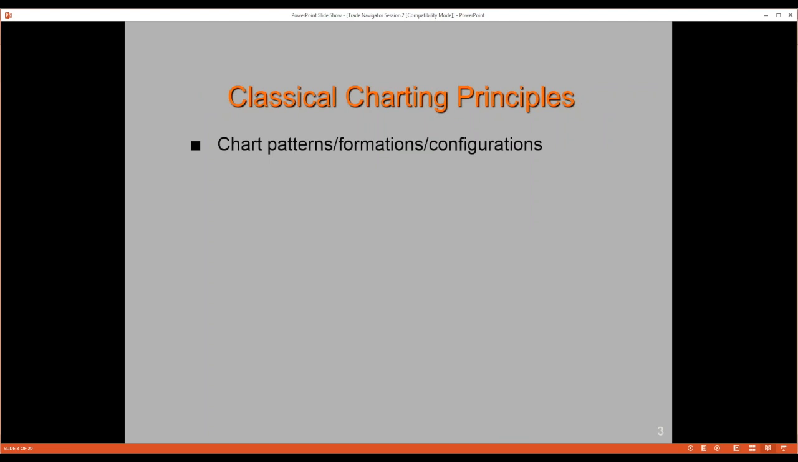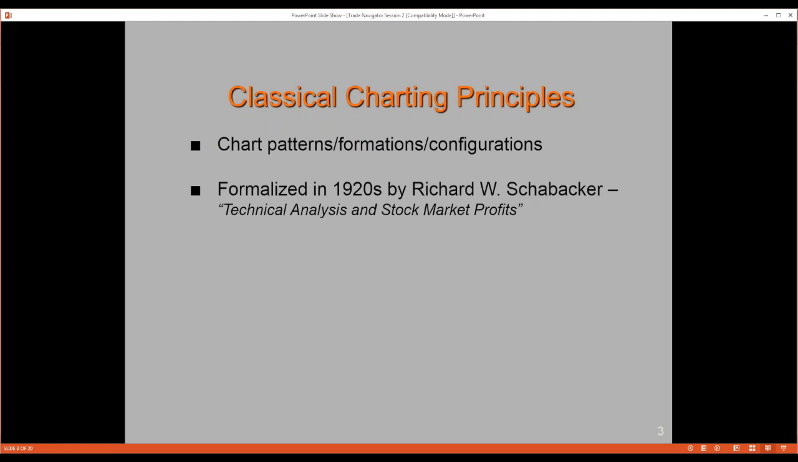What are classical charting principles? Well, they're really the chart patterns that we all hear about: the head and shoulders, the double bottoms, the triangles, and so forth. Those are the things we're really looking at: patterns, formations, configurations. I use all 3 terms interchangeably when I write about the markets. They all mean the same thing to me. It's basically geometric patterns that take place on a price chart.